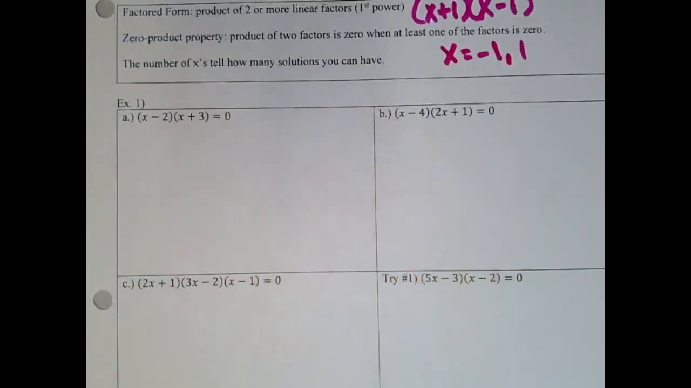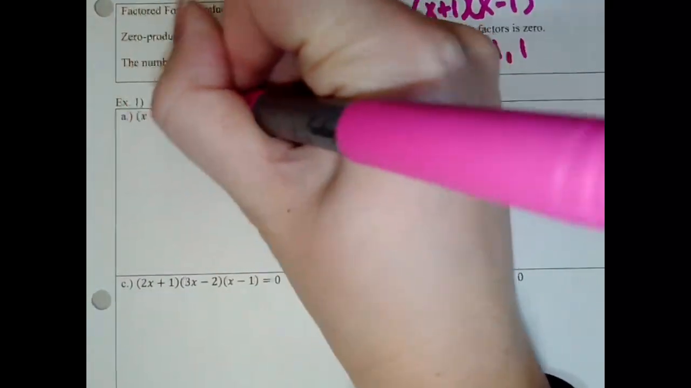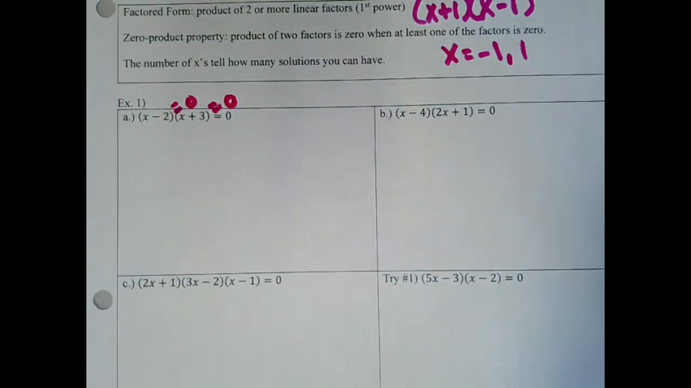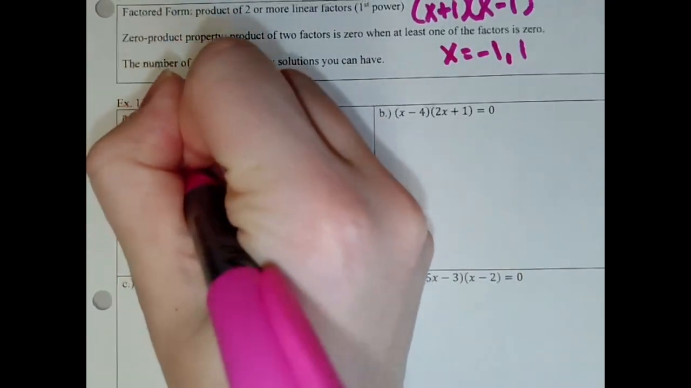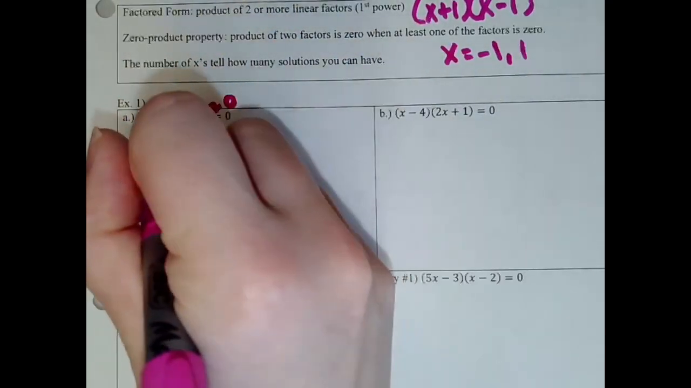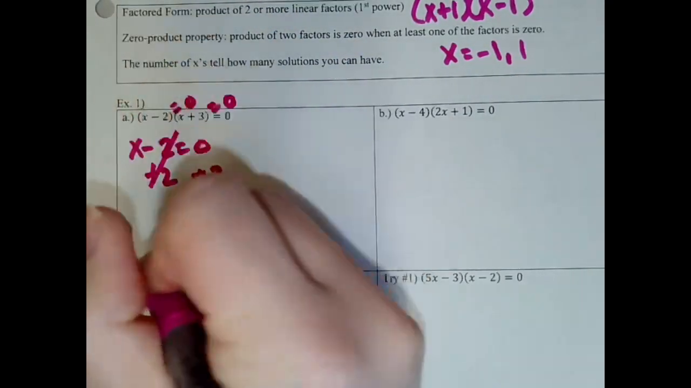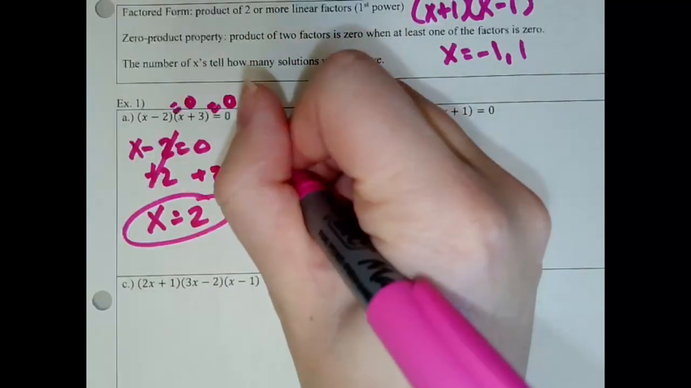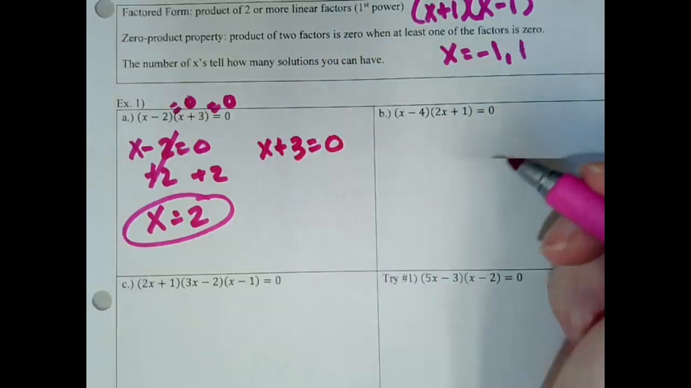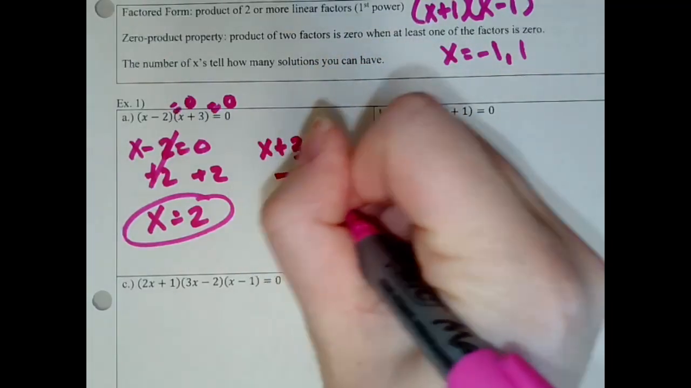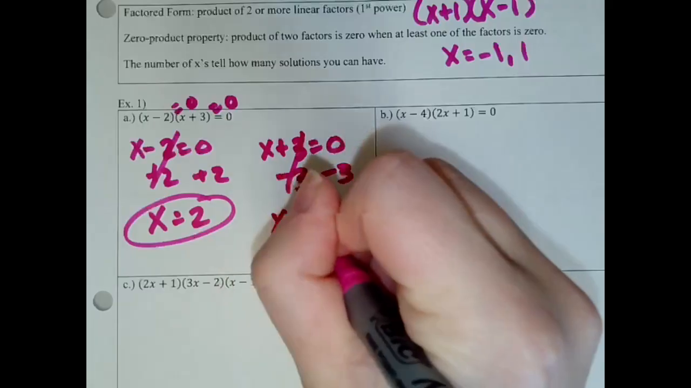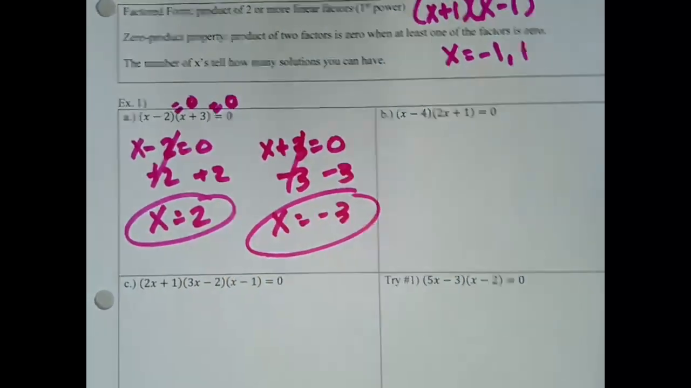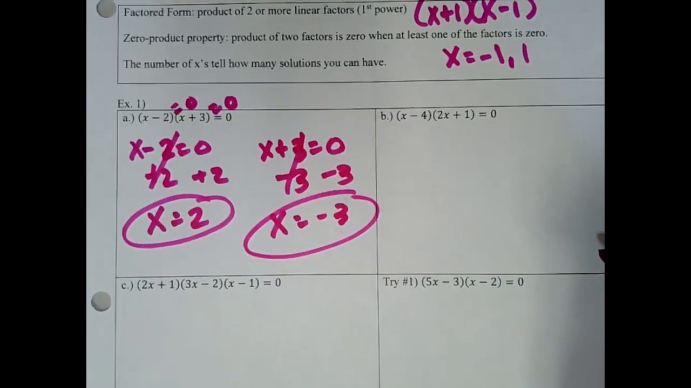Taking a look at example 1, I'm going to set each part equal to 0. So I'm going to have two different solutions here. If I set x minus 2 equal to 0 and solve for x, you add 2 to each side, getting you x equals 2. For the next one, I set x plus 3 equal to 0. You're currently adding 3. The opposite is subtraction. So subtract 3 from each side, you get x equals -3.